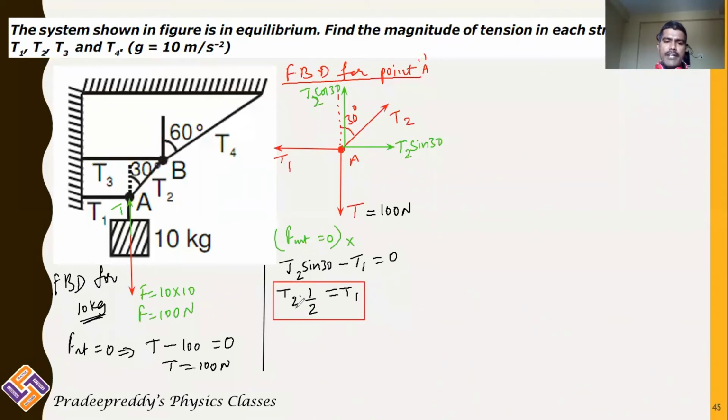Next, F net is equal to 0 along the y-axis. Along the y direction there are two forces acting. One is upward, T2 cos 30. The downward force is 100 Newton, and the net is equal to 0.